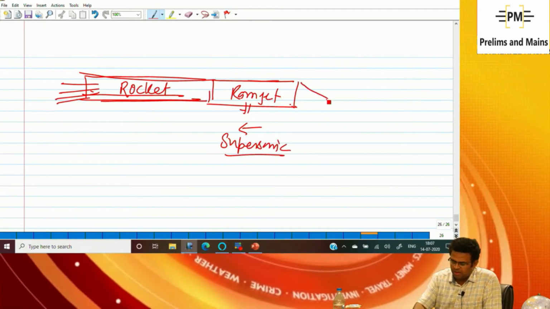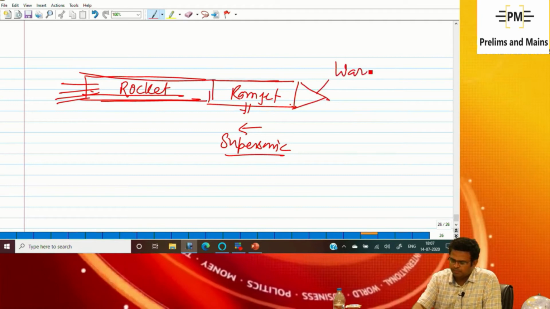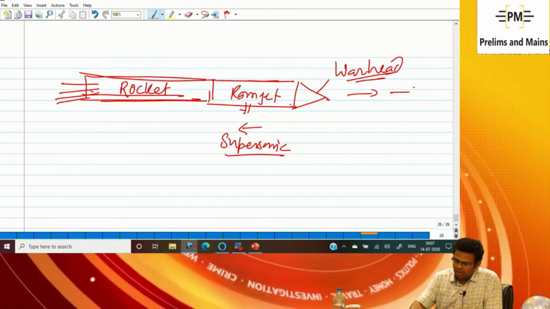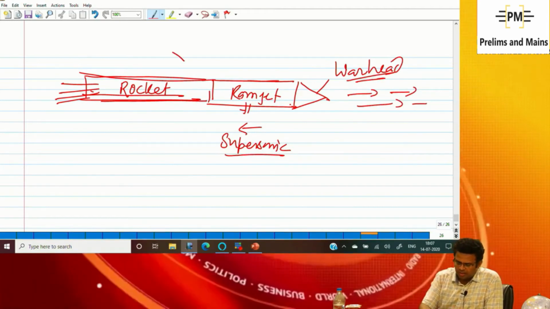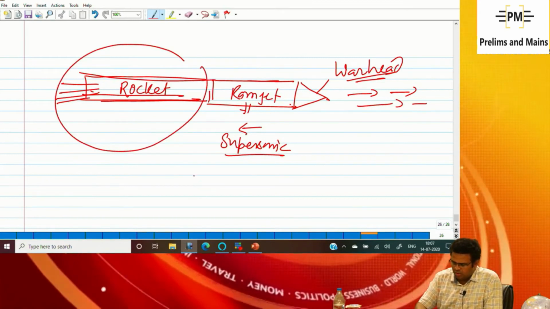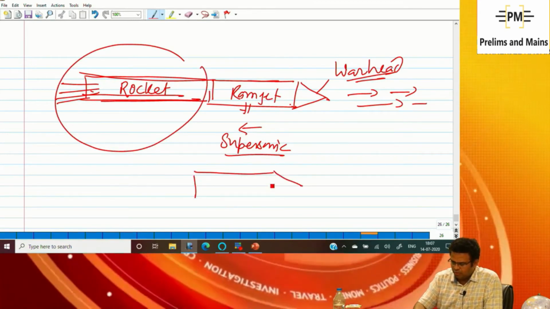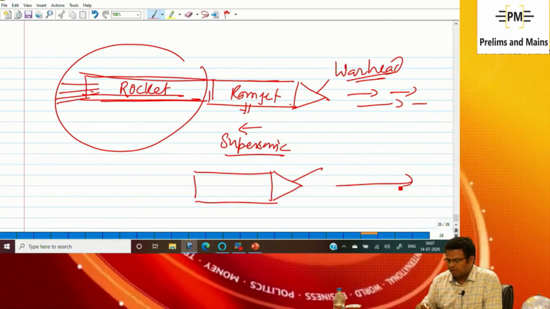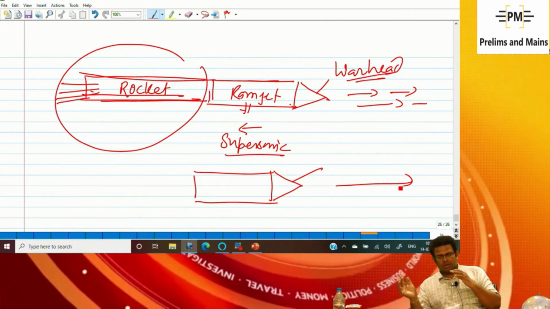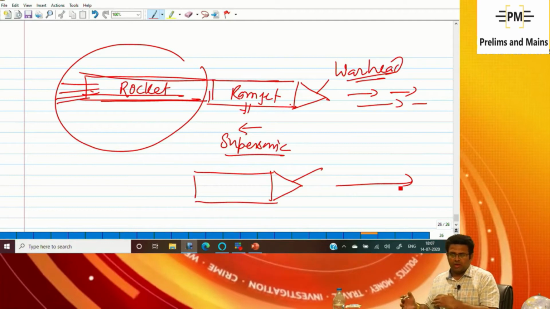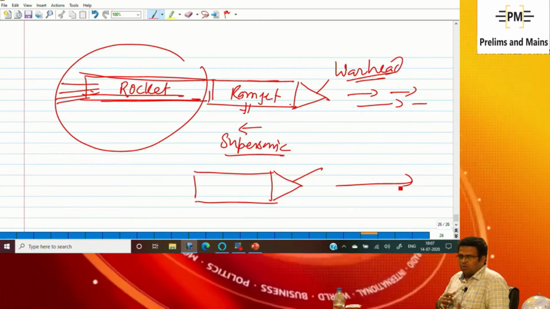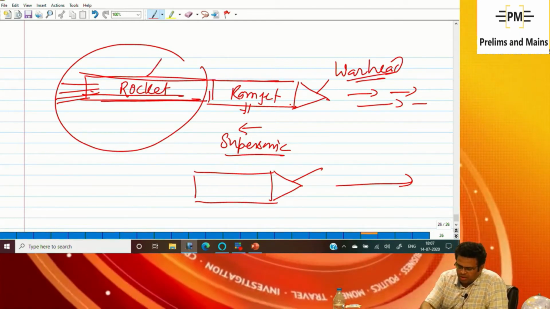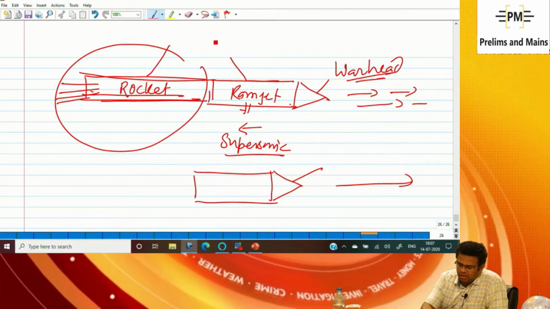And here we have the warhead. When it keeps on moving horizontally, the rocket will get detached, then only the ramjet will move along with the warhead, and finally it will strike. So the BrahMos missile is a cruise missile, and it consists of two stages: one is the rocket, another is the ramjet, two stages.